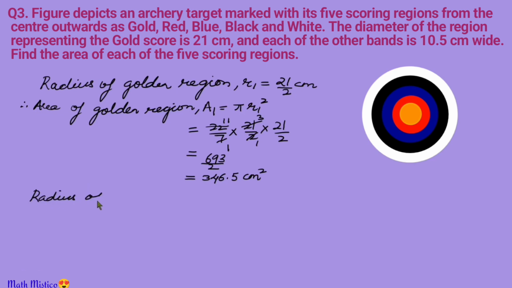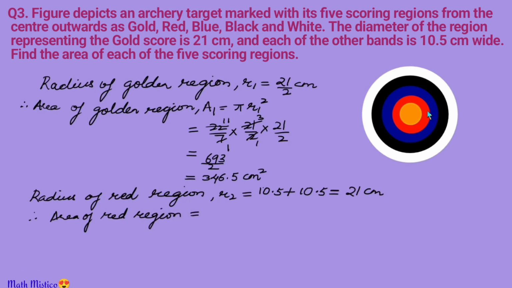Next, the radius of the red region R2 is given by R1, that is 10.5, plus the width 10.5, that is equal to 21 centimeter. As it is a ring, its area will be given by area of red circle minus area of golden circle, that is pi inside brackets r2 square minus r1 square, which as I discussed earlier can be simplified as r2 plus r1 into r2 minus r1. Replace all the values and simplify it.